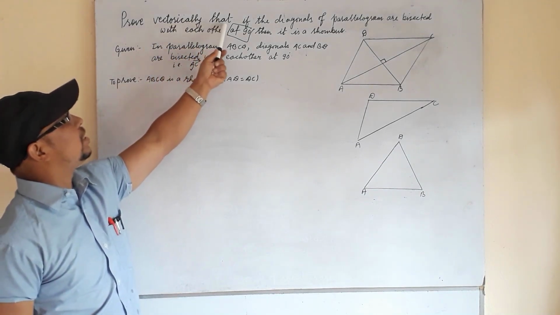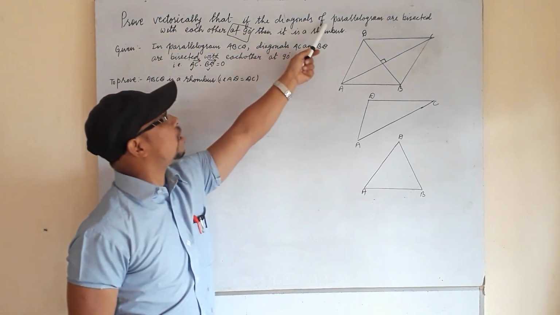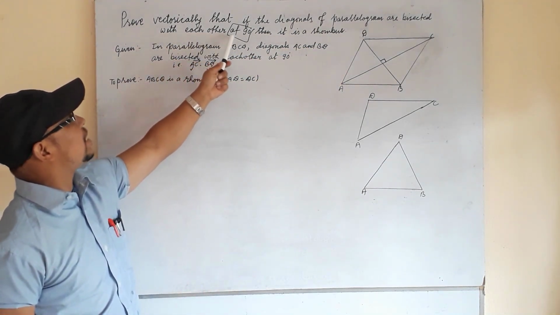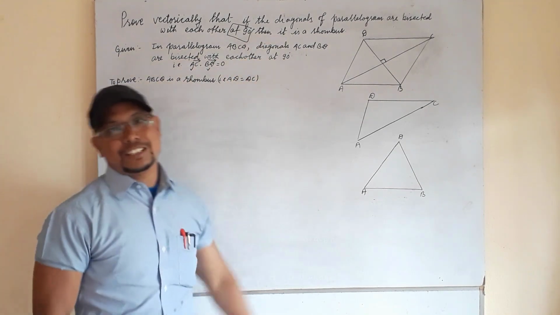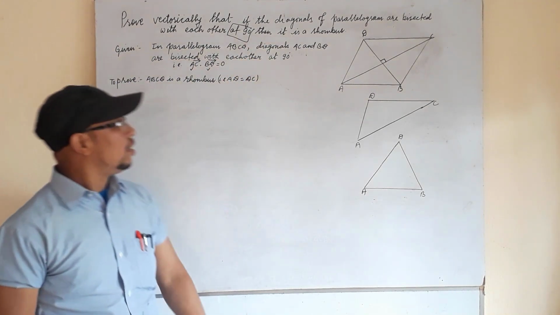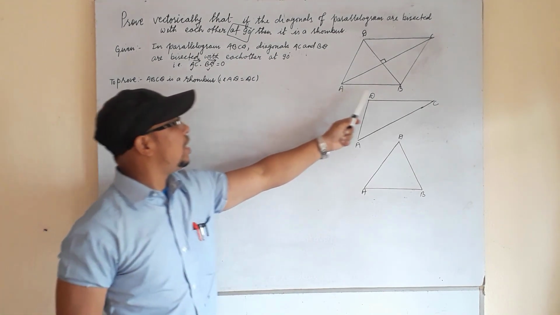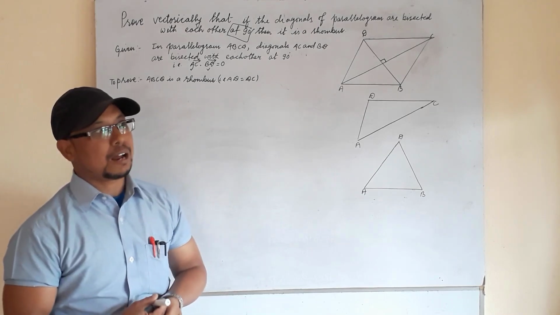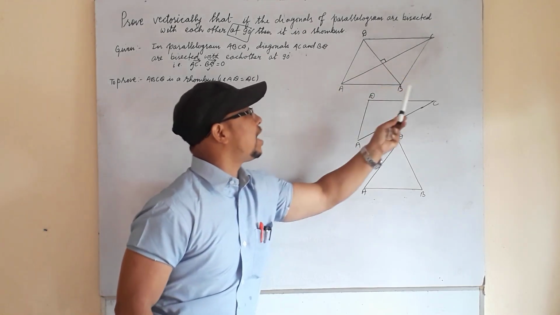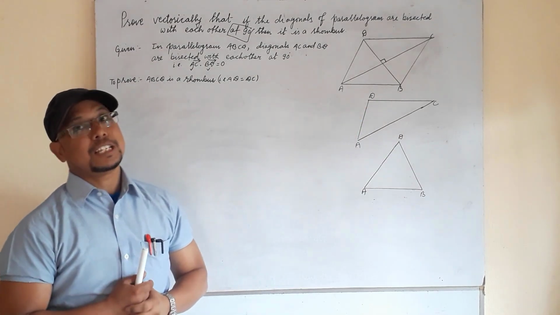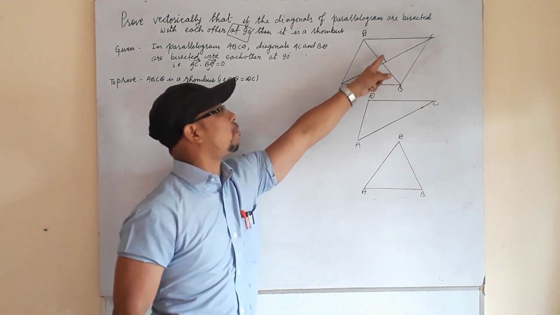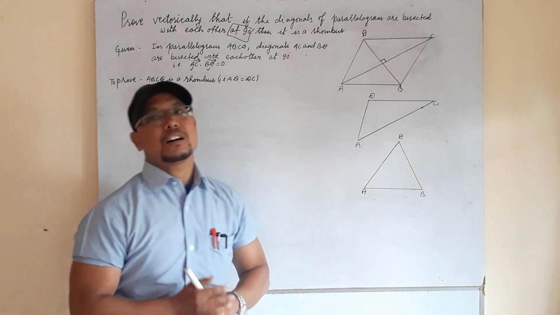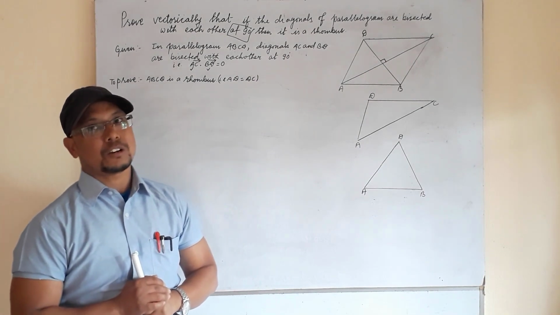Prove vectorially that if the diagonals of a parallelogram bisect each other at 90 degrees, then it is a rhombus. Okay, now what is the figure here? ABCD is a parallelogram, and its diagonals AC and BD bisect each other at 90 degrees. This perpendicularity is given, and here we need to prove ABCD is a rhombus.